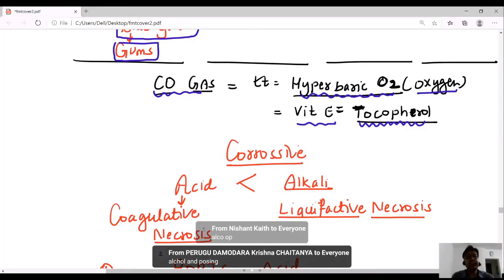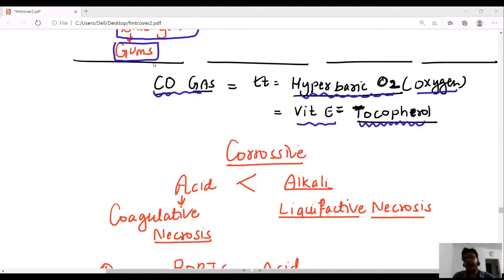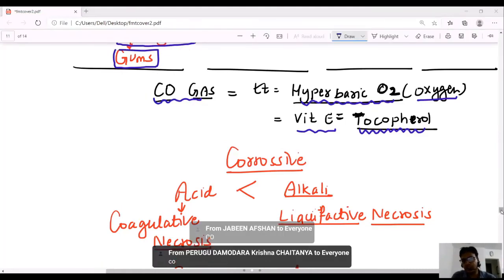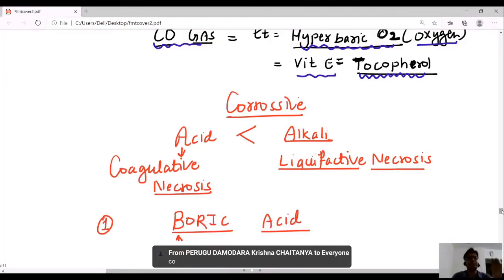And vitamin E is used in... Very good, Damodar. Vitamin E is used in carbon monoxide. Yes, carbon monoxide. Absolutely right, doctor sahab. आप सब बहुत अच्छा कर रहे हो.